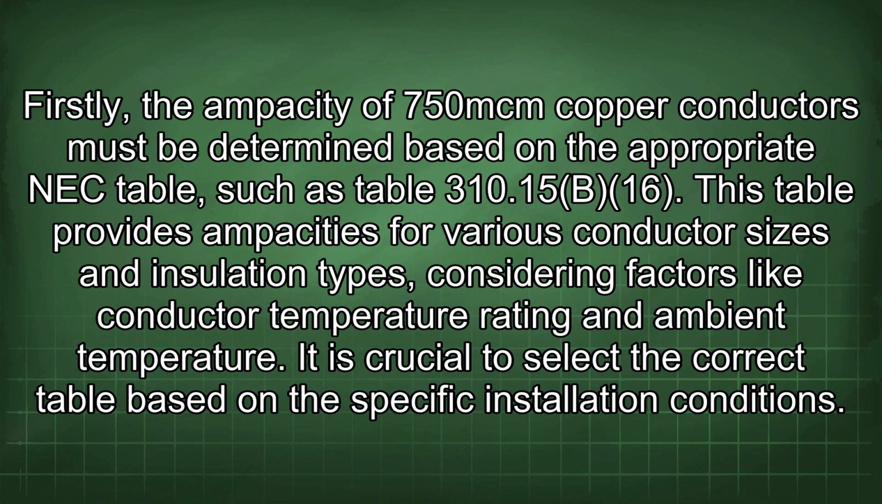Firstly, the ampacity of 750 ohm copper conductors must be determined based on the appropriate NEC table, such as Table 310.15(B)(16). This table provides ampacities for various conductor sizes and insulation types, considering factors like conductor temperature rating and ambient temperature. It is crucial to select the correct table based on the specific installation conditions.